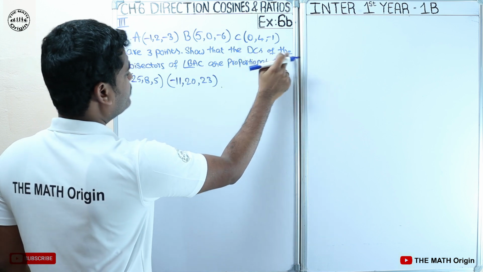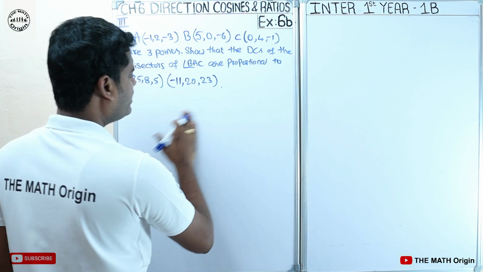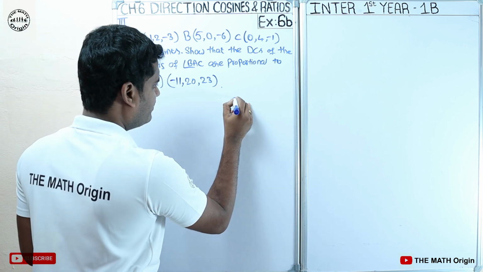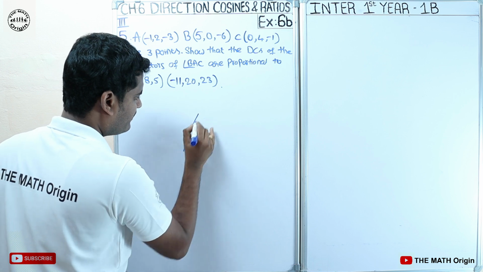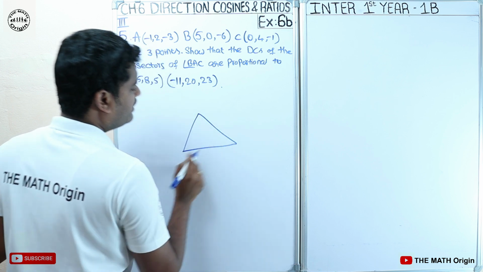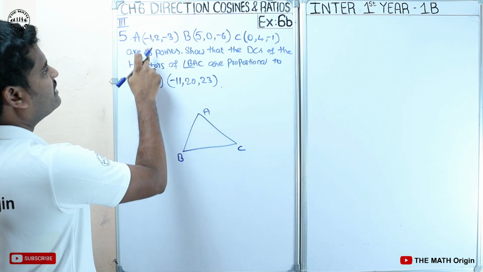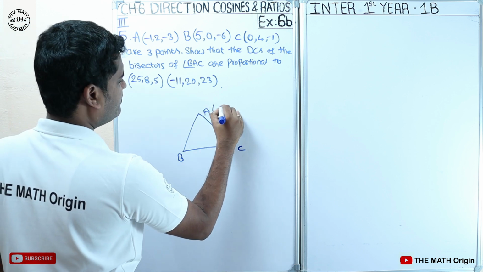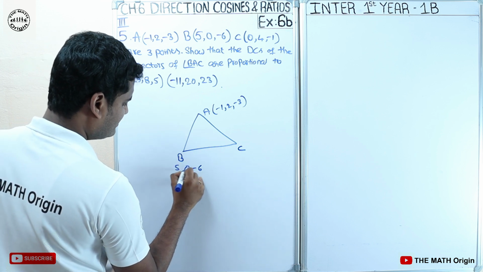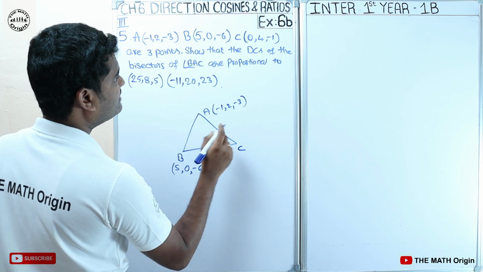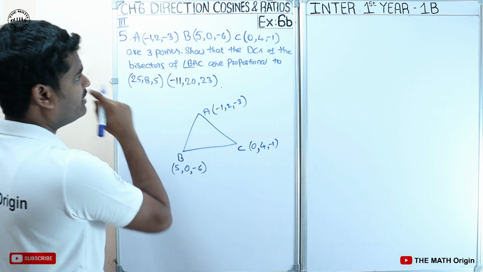Show that direction cosines of the bisectors of BAC are proportional to given points. Okay, now let's give a brief diagram for the given question. They mentioned three points: A, B and C. A is (-1, 2, -3), B is (5, 0, -6), and C is (0, 4, -1). These are the three points.